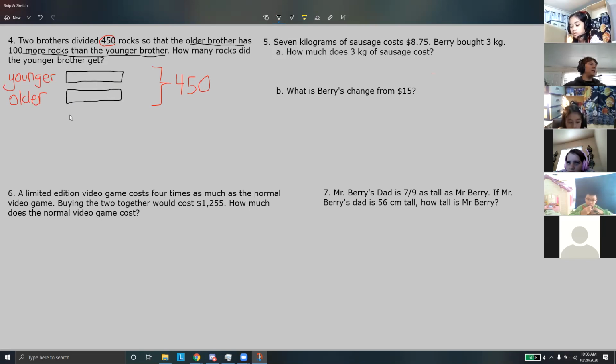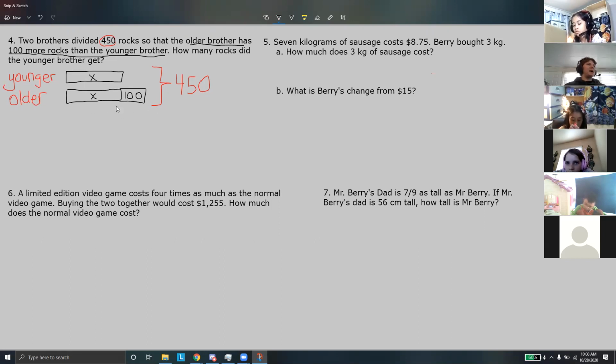See, so I draw two equal sized bars for both the brothers because they both have the same amount of X rocks. Great, except the older brother has 100 more rocks. So they both have the same X, and then the older has 100 more. So I'll just add it like that, 100. Okay, so now we can write our equation.